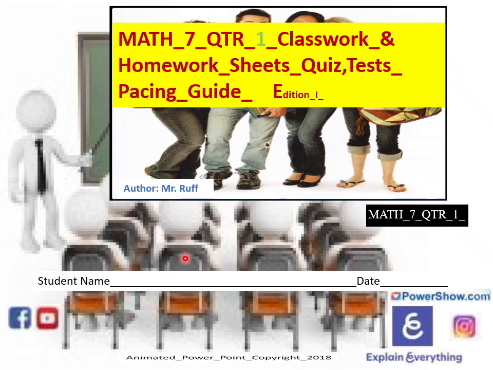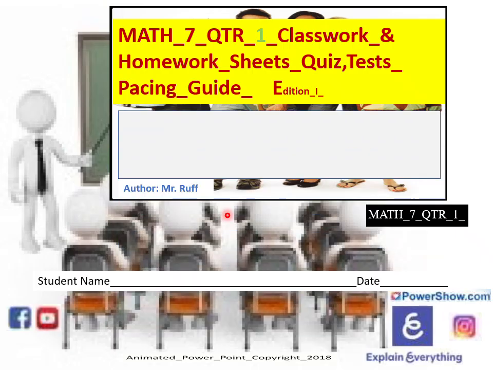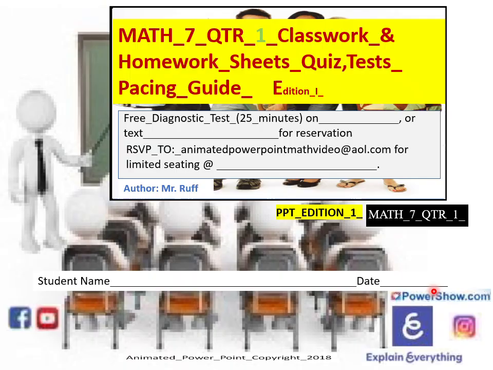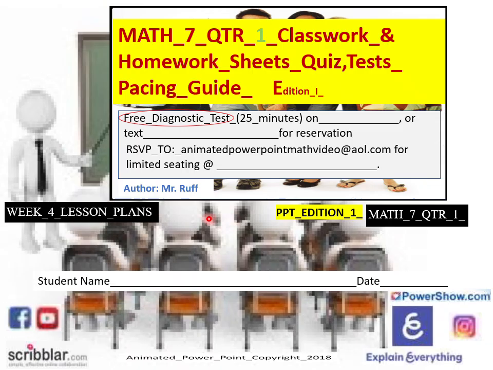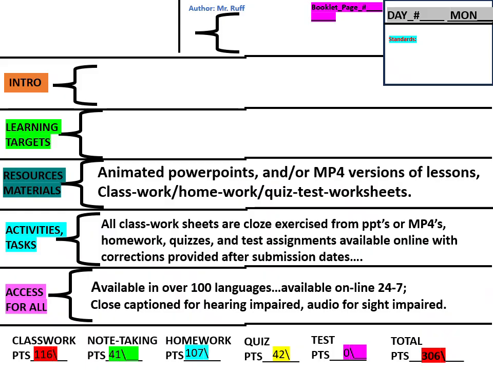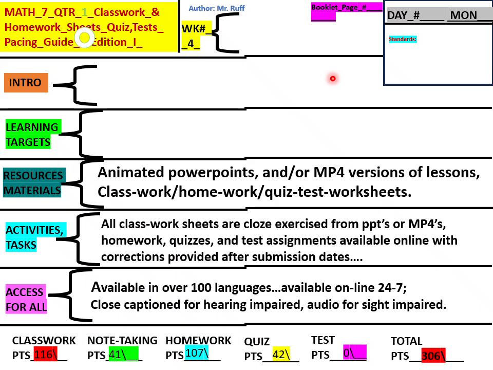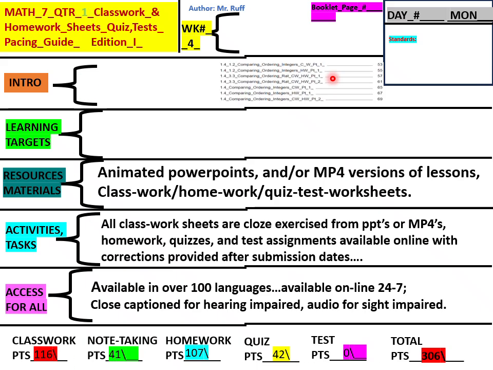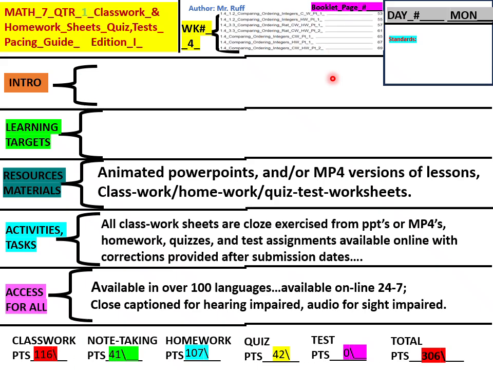And we go here to our title page, students. Put your name and date here on your sheet. We've got our PowerPoint edition, and then we've got our video edition of the Week 4 lesson plans. Let's go right into Week 4, Math 7 Quarter 1. Then we go into our lessons, plus our quizzes and tests.